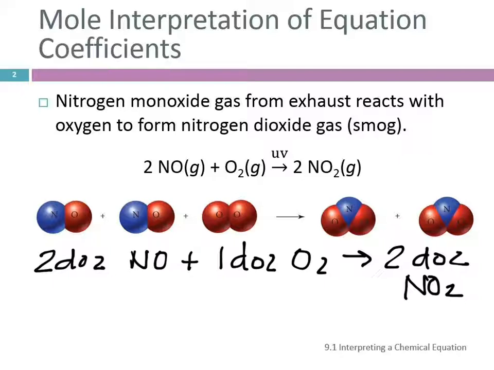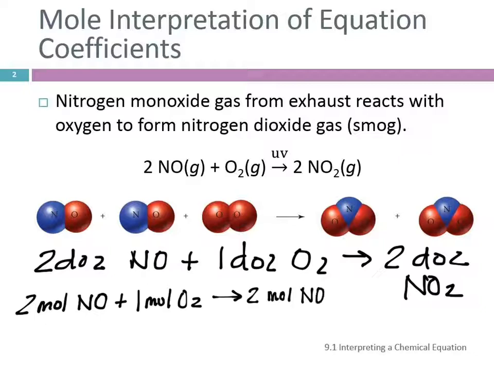What's the chemist's dozen? Avogadro's number, a mole, right? So we could also say 2 moles of NO. That's one of my favorite compounds. It looks like no, right? Because all caps is shouting. 2 moles of NO plus 1 mole of O2 will produce 2 moles of NO2. First time I wrote too big, second time I wrote too small. You can't win.